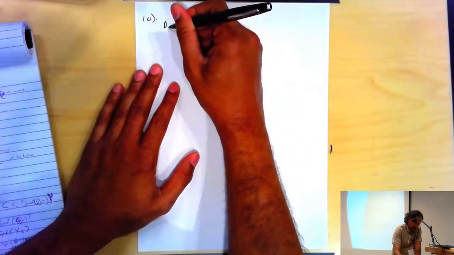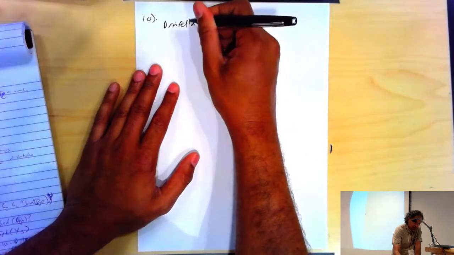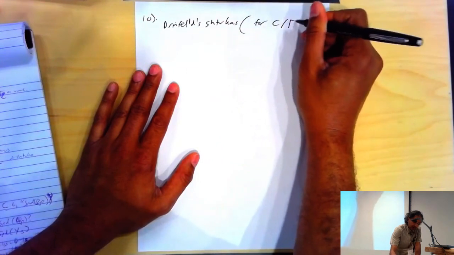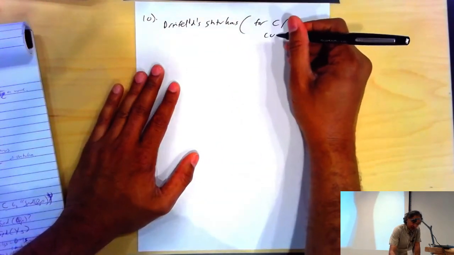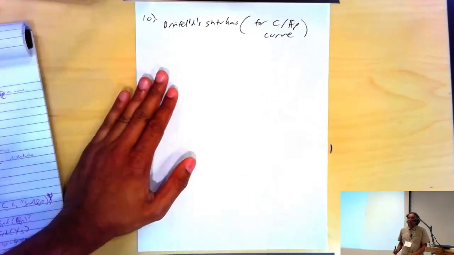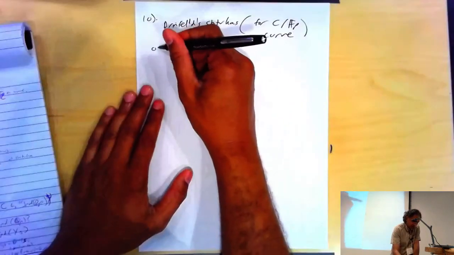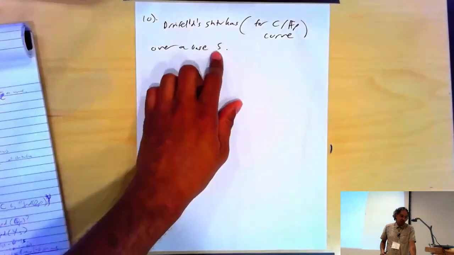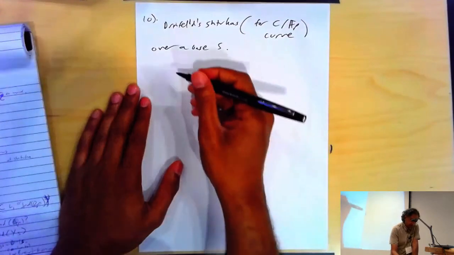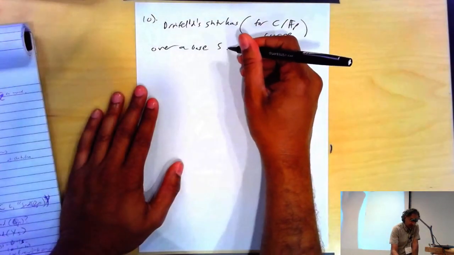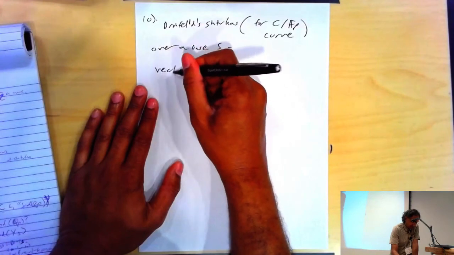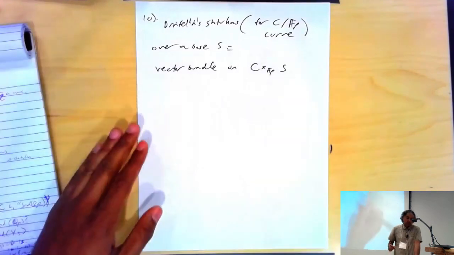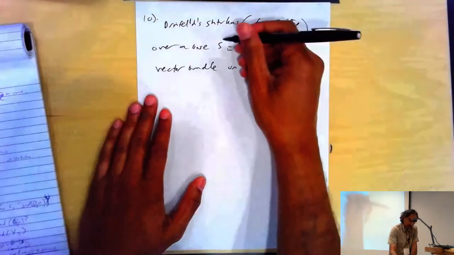So Drinfeld's shtukas. The idea is these were introduced to study the Langlands correspondence for the function field of some curve in characteristic p. They are some kind of things associated to some test object. So a Drinfeld shtuka over a base would be a vector bundle on the product, where this base S is some perfect scheme in characteristic p, say.